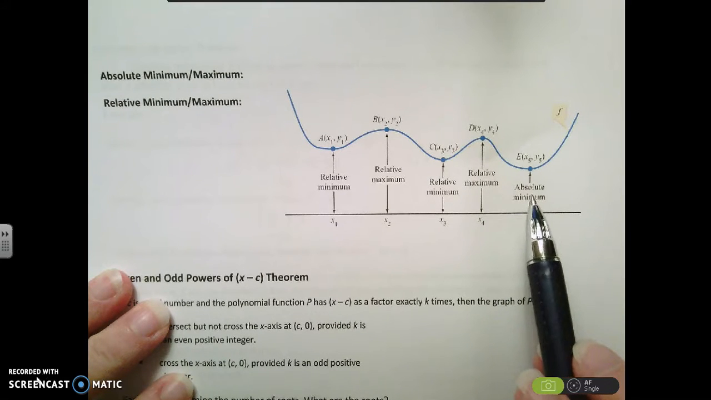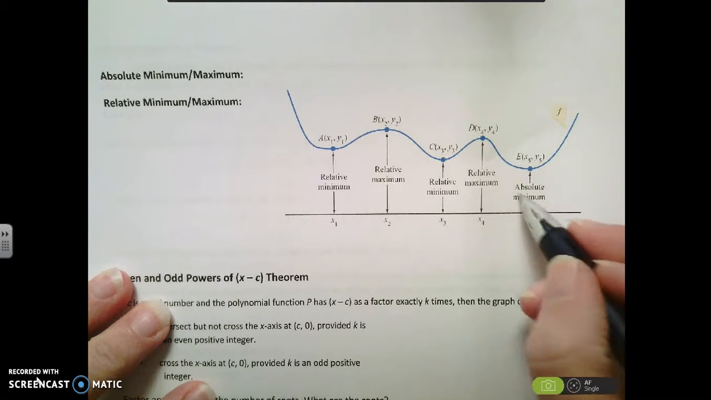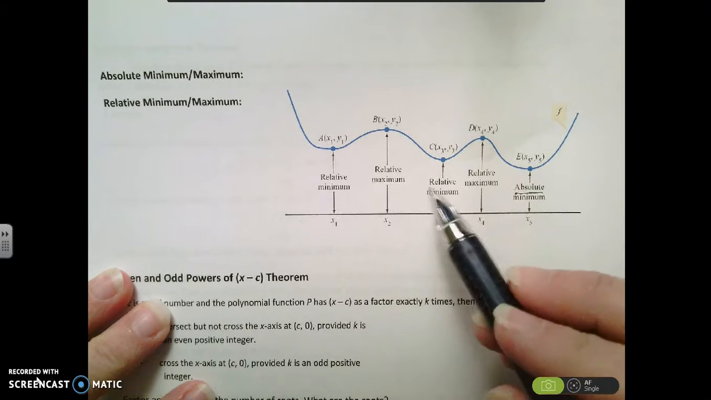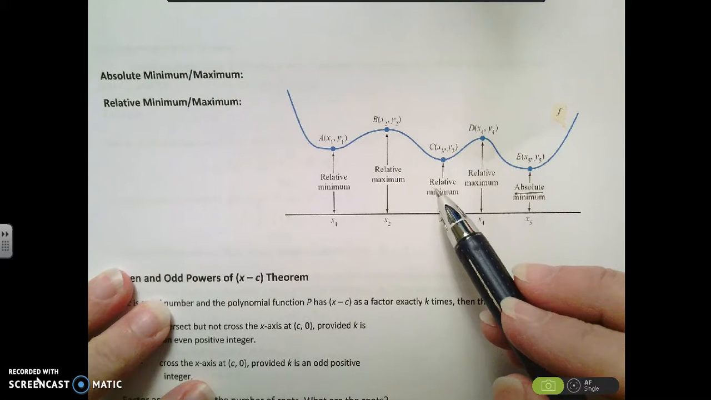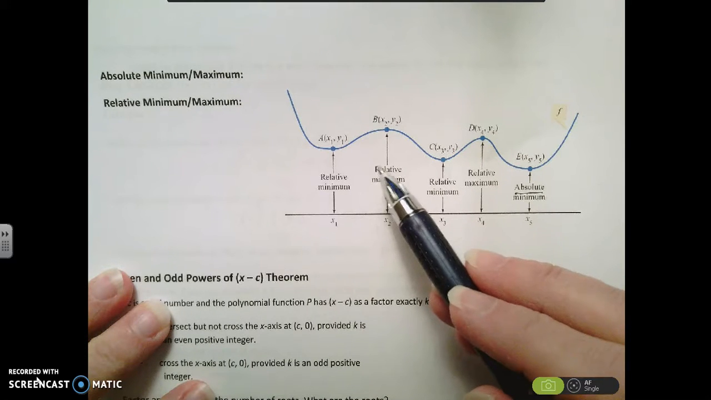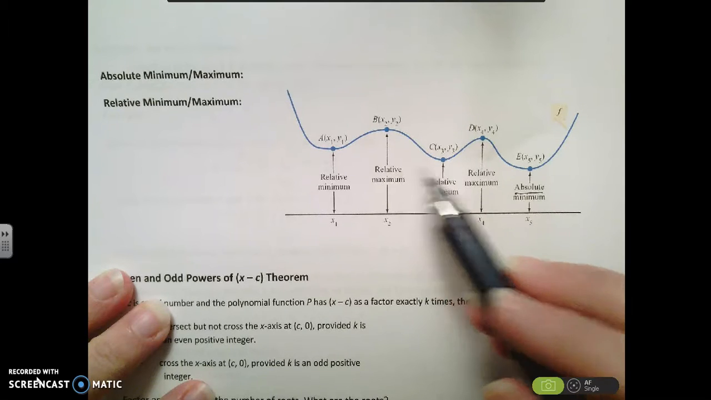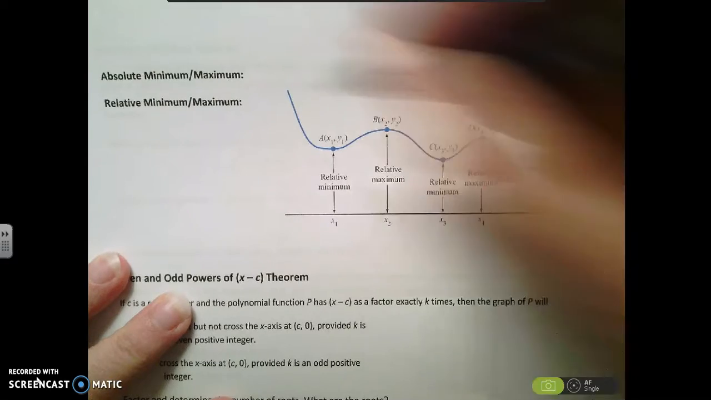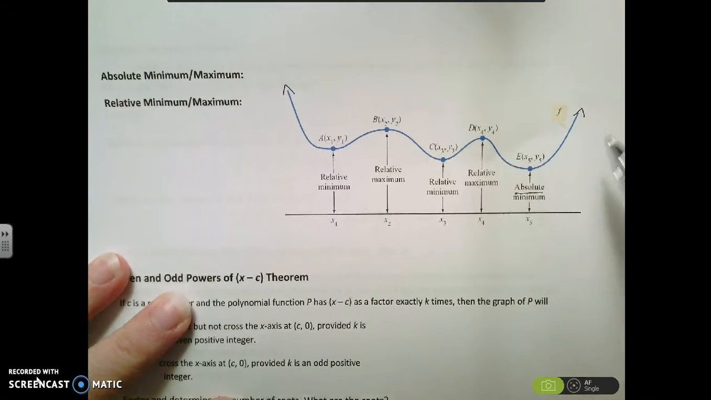You'll notice that this last one here on the right is the lowest point in the graph, so we call that the absolute minimum because it is the actual smallest. Whereas these two are minimums, but they're not the smallest, so they call those relative. In this case, we have relative maximums, but we don't have an absolute maximum because this graph continues on in both directions forever. So we don't have any absolute maximums, we just have relative maximums.